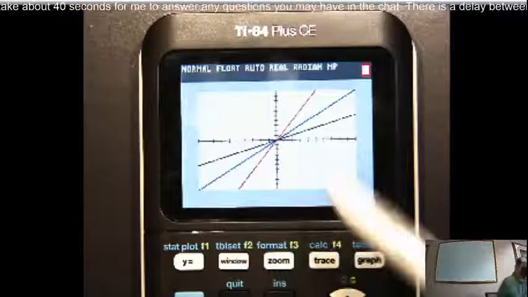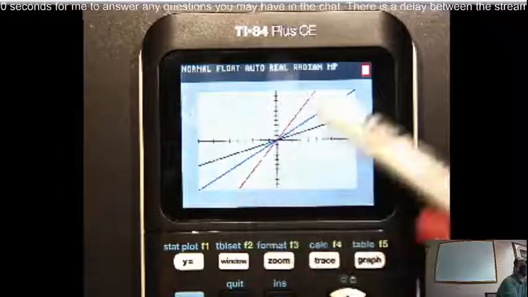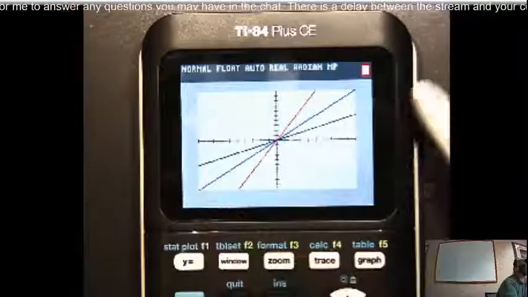Okay, but all of these graphs are increasing. So the red is increasing, the blue is increasing, the black is increasing.